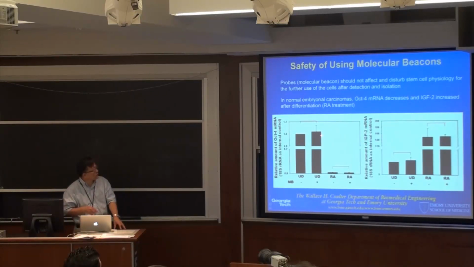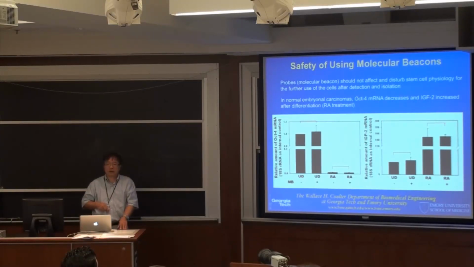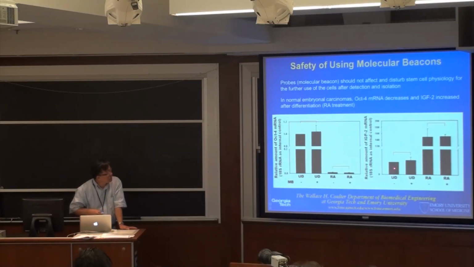You see no difference between with beacon and without beacon before differentiation, in stem cells. After differentiation, again with beacon and without beacon, there's not much difference, essentially the same. So we took another gene, IGF-2, which has the opposite trend: before differentiation the expression level is very low, and after differentiation the level increased by 150-fold.